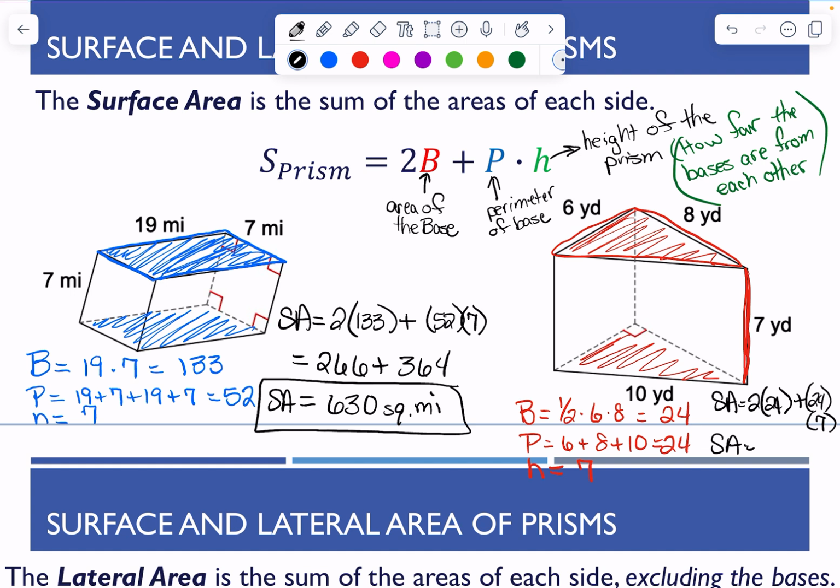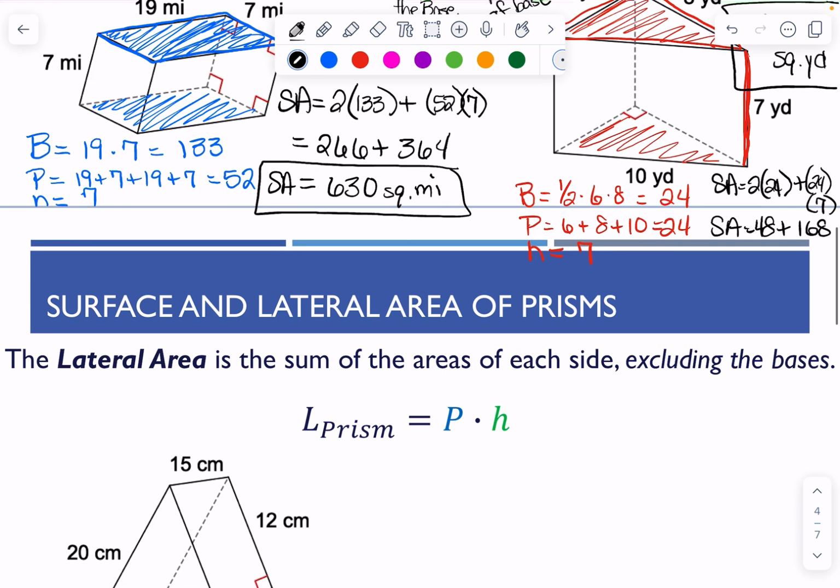So the surface area is going to give us 48 plus 24 times 7, which is going to give us 168. So if we add that together, then the surface area is going to be 168 plus 48, which is 216 square yards. And that would be the surface area of that prism.